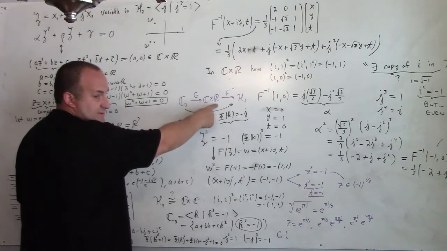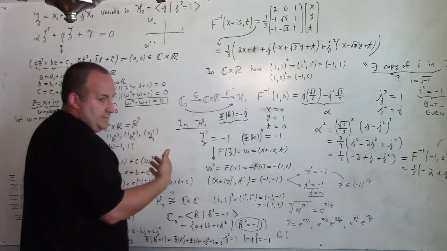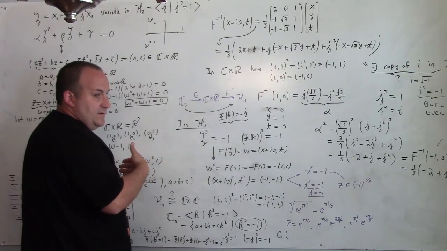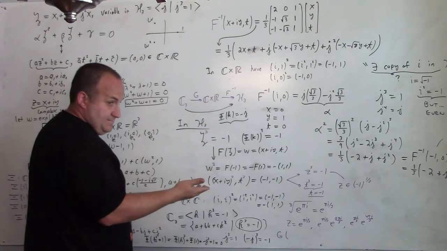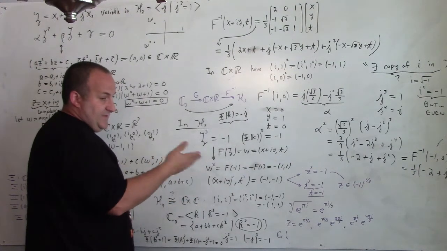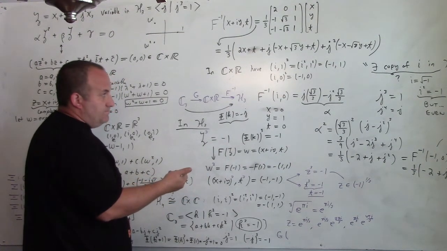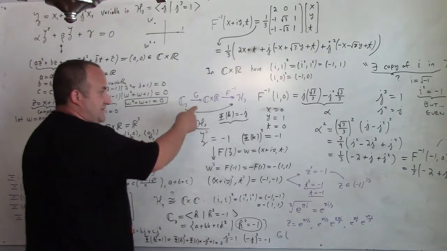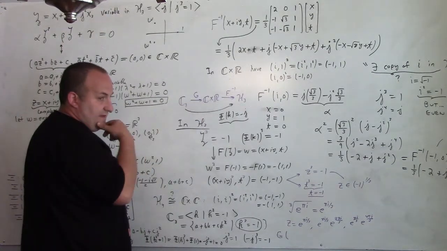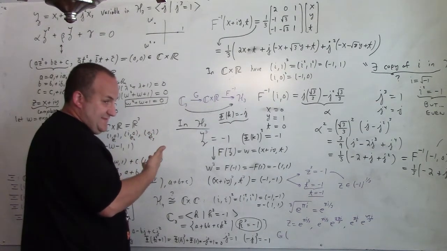Now, it didn't have to be this, right? There's another three-dimensional commutative algebra, which is R cross R cross R. That would be something else. That's a different algebra that's not isomorphic to this, because R cross R is not isomorphic to C.